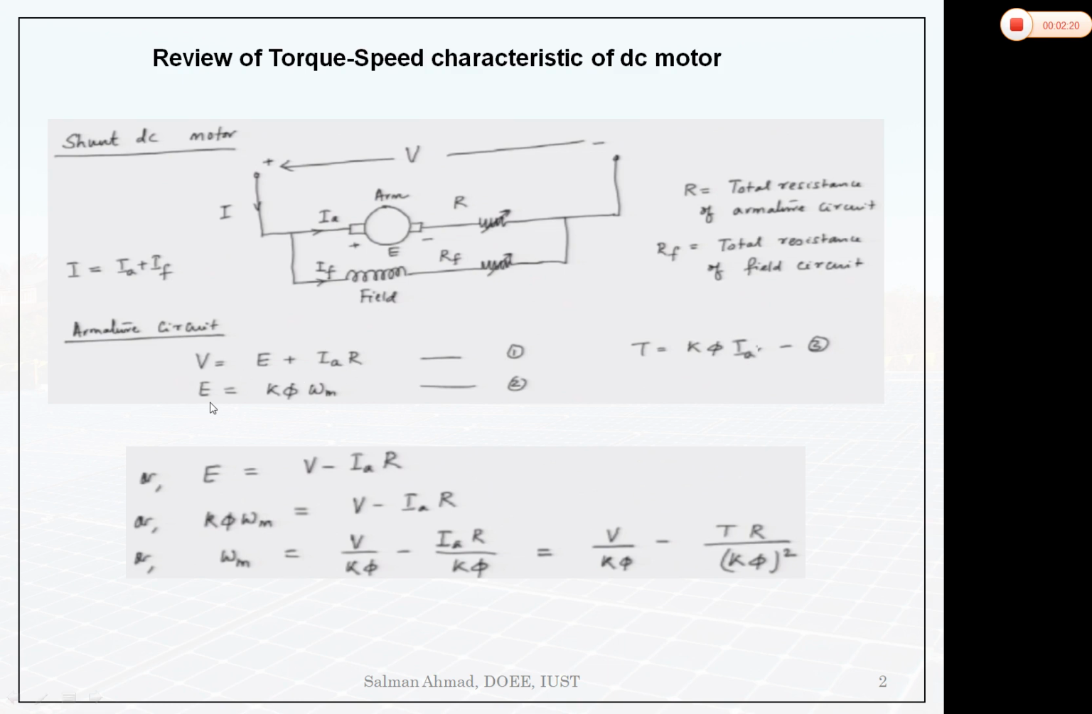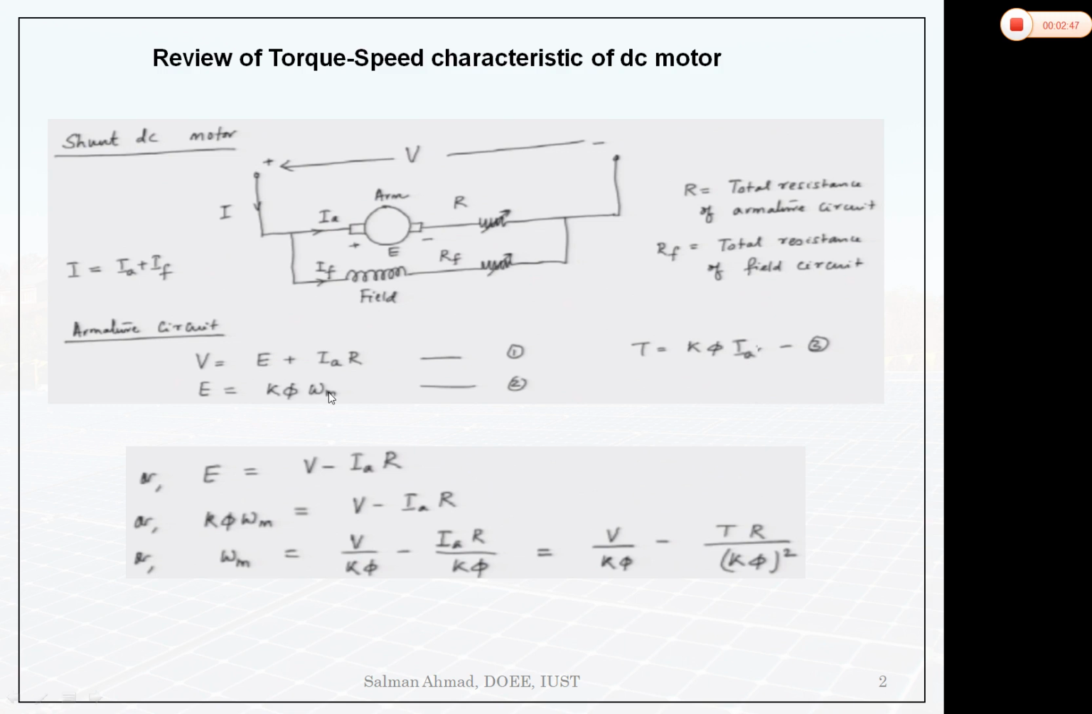Similarly, back EMF can be written as K phi omega m. If you remember, E was P phi Z n upon 60 A. So except speed and flux, all other terms are constant. That constant we are taking as K. So this is the equation for back EMF, that is, it is proportional to flux and speed of the motor.